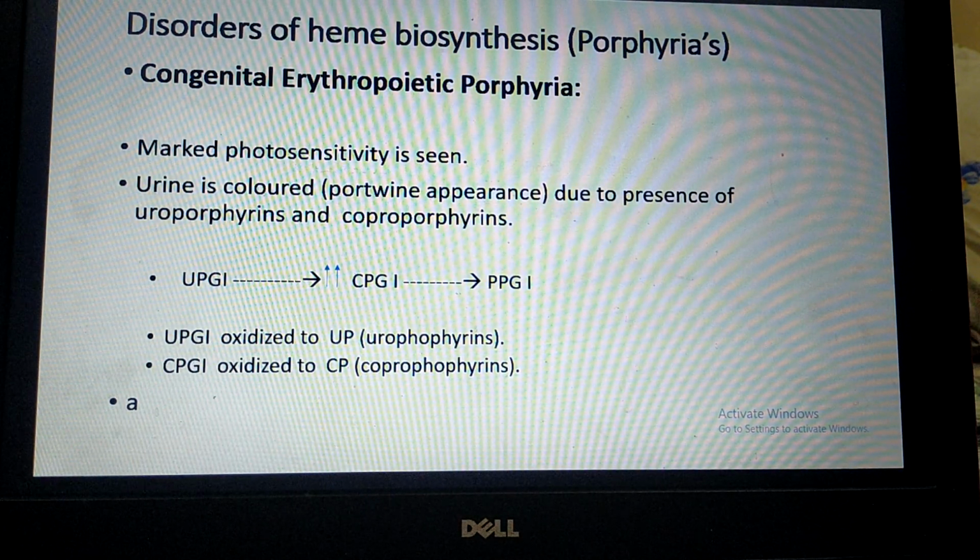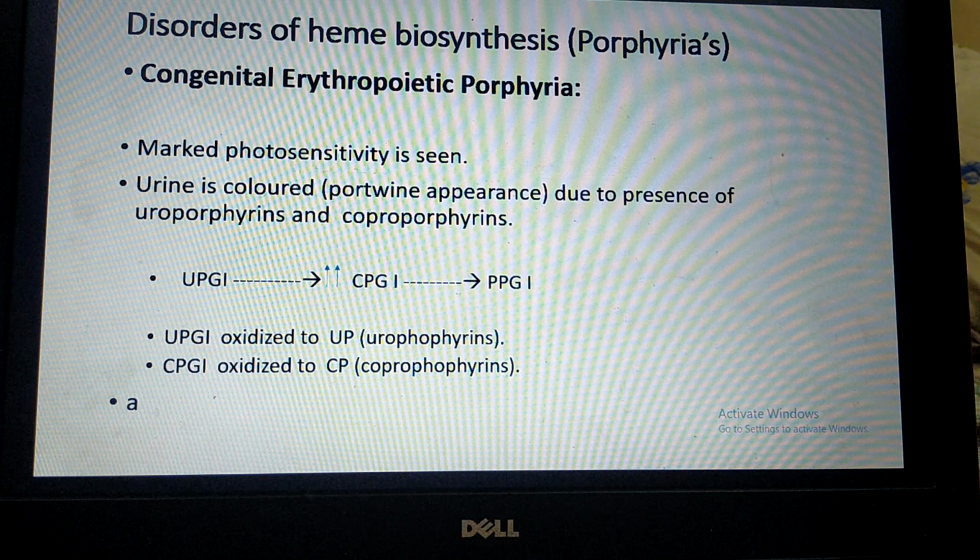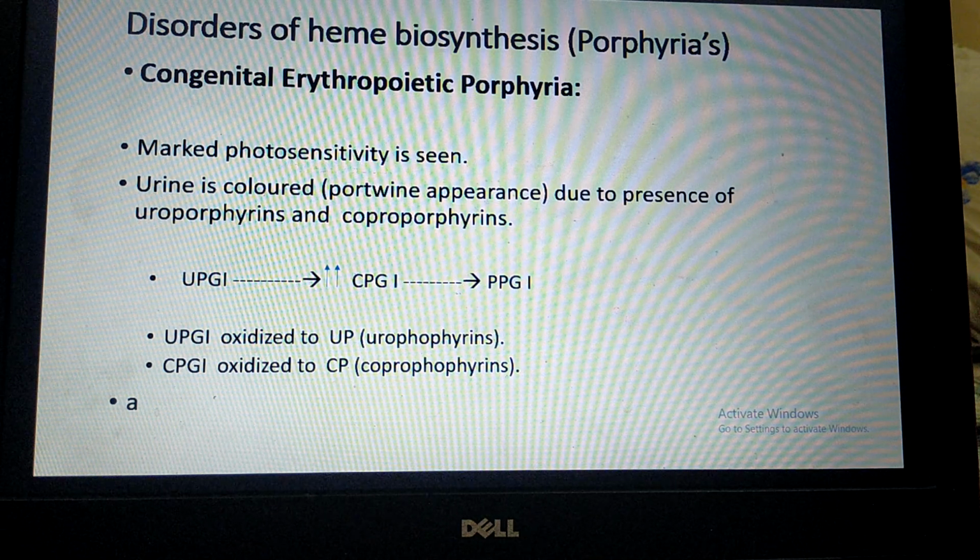Now this coproporphyrinogen, uroporphyrinogen and protoporphyrinogen, these are porphyrins. They are tetrapyrroles. So they absorb light, and then they emit light. Therefore photosensitivity is seen in this patient. Urine is colored due to the presence of these porphyrins in the urine, and the name of the color given to the urine is port wine appearance, due to the presence of uroporphyrins and coproporphyrins in the urine.